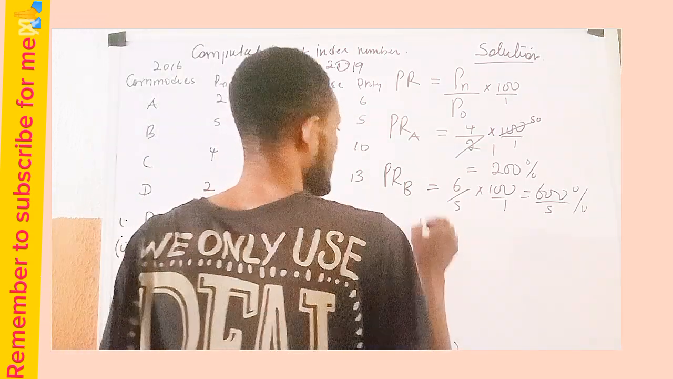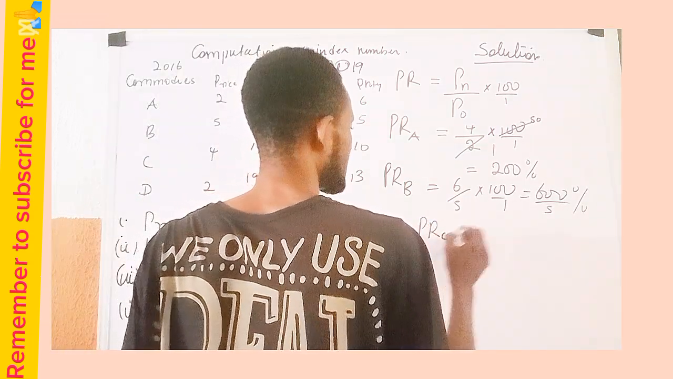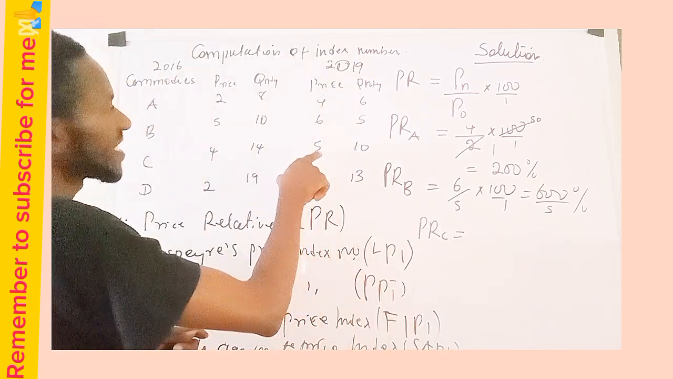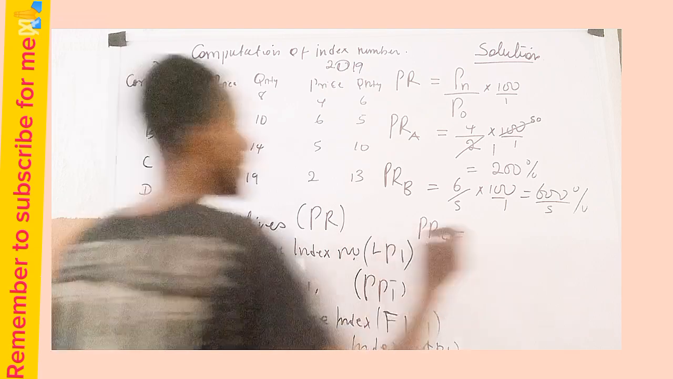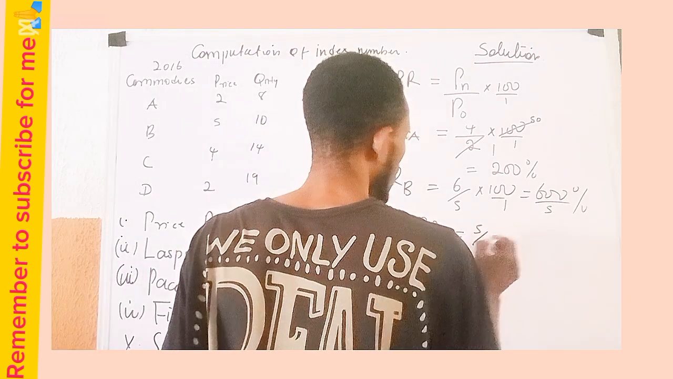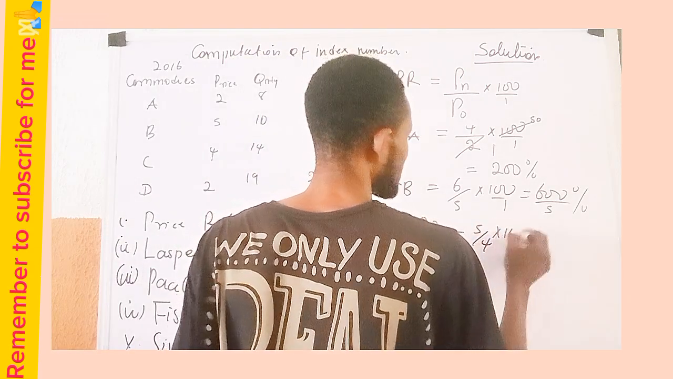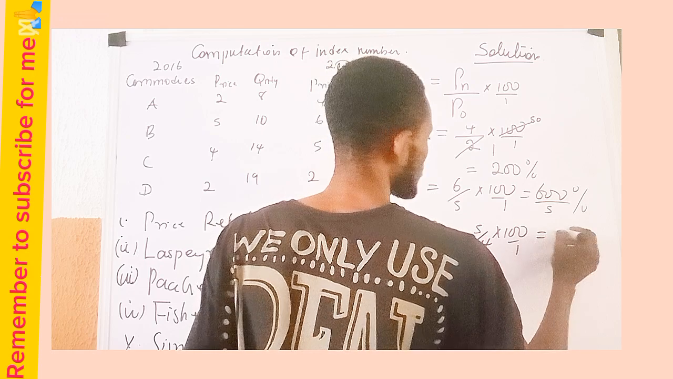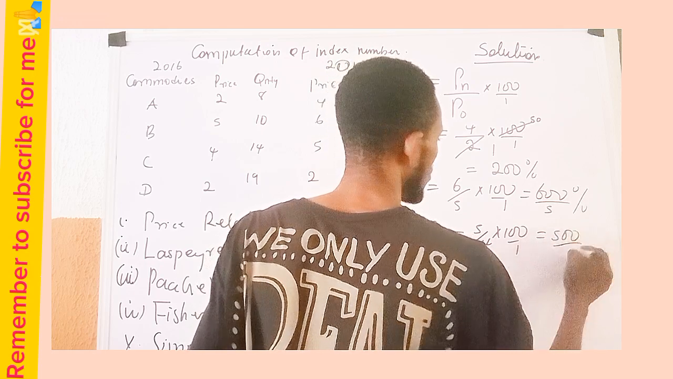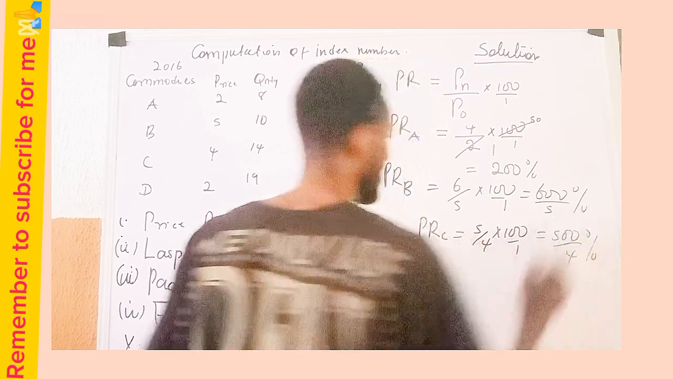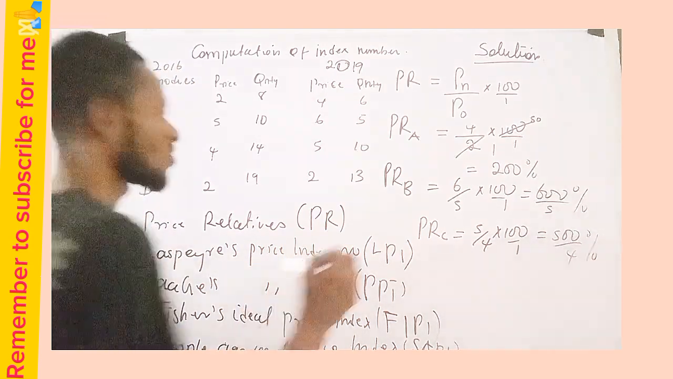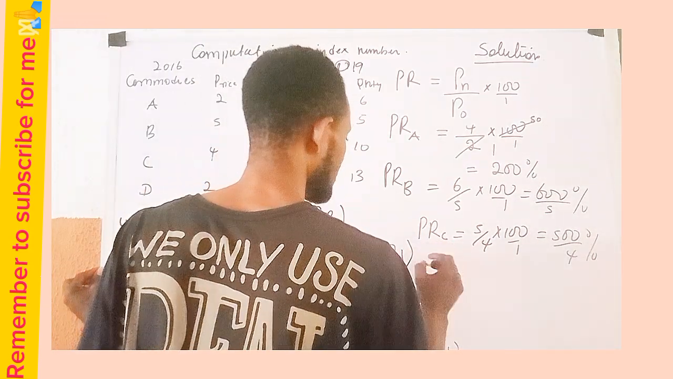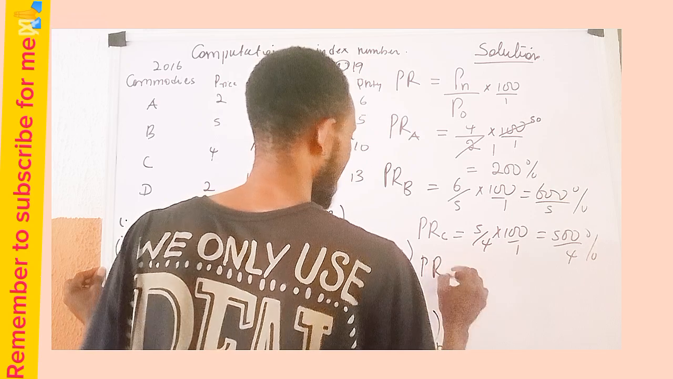Then we have P_R of C. What is the price in the given year? 5. What is the price in the base year? 4. So I have 5 all over 4 multiplied by 100 over 1, which amounts to 500 all over 4, all in percent. Okay?